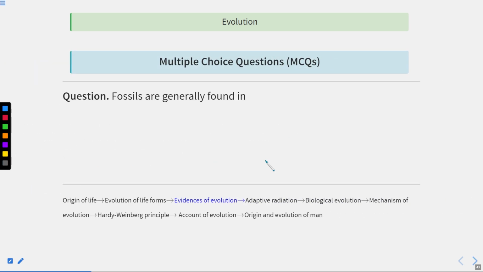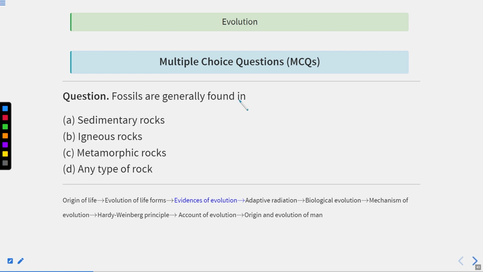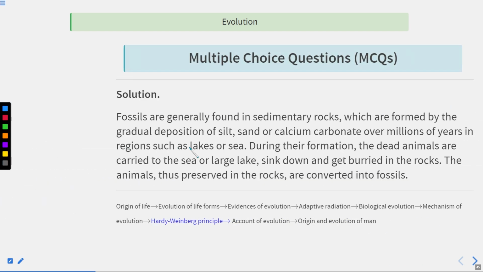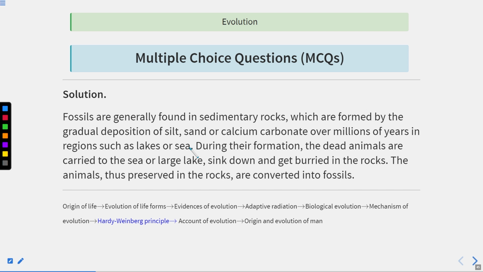The next question is, fossils are generally found in, okay, let's have a look at the options. Sedimentary rocks, igneous rocks, metamorphic rocks, and then any type of rock. Okay, what should be the answer? Option number A, sedimentary rocks is the correct answer. Now let's look at the explanation.